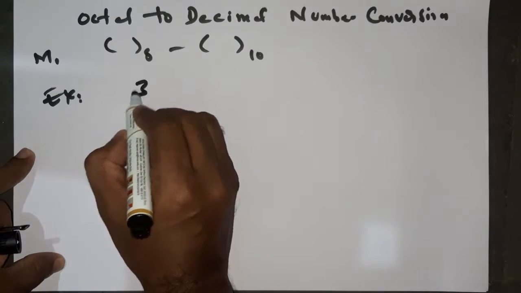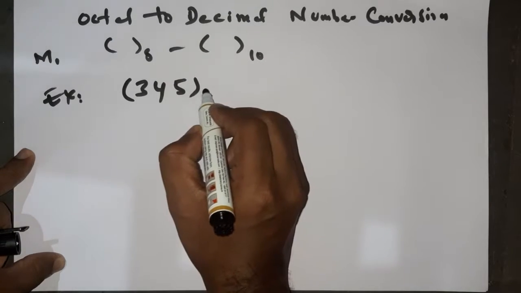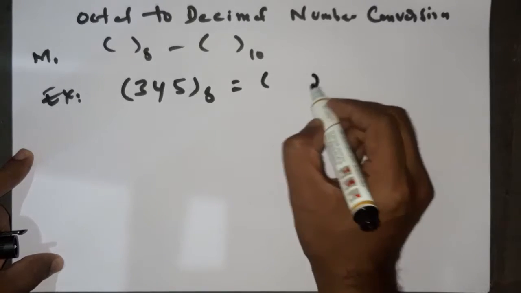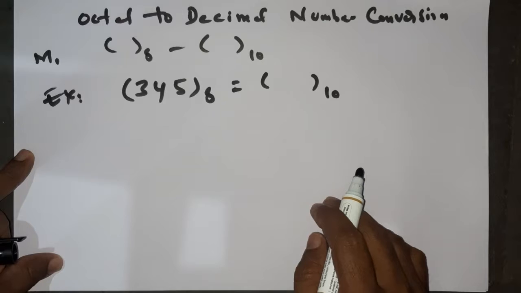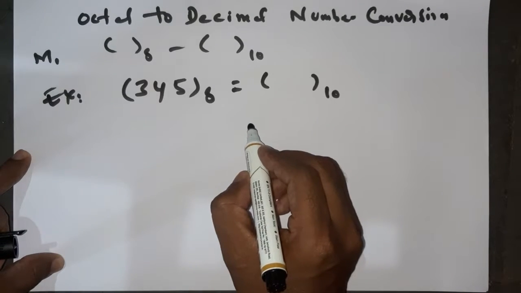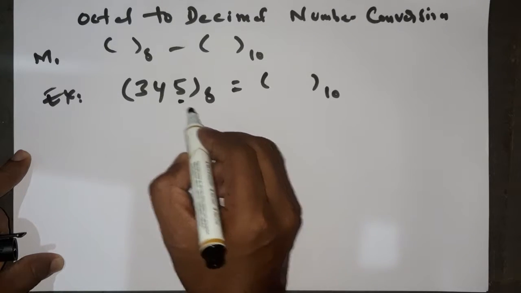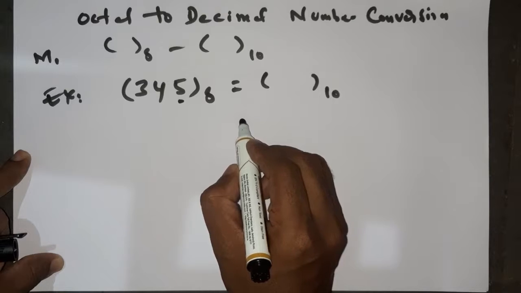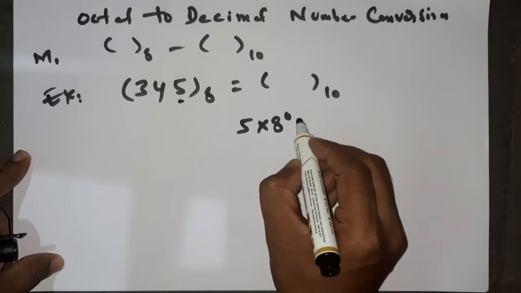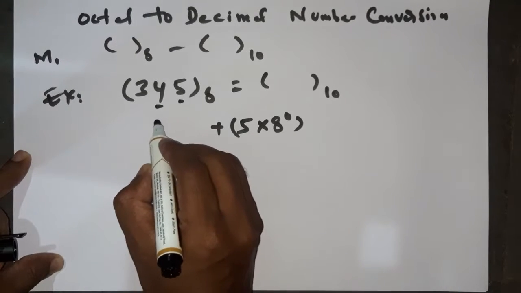I am taking here 3, 4, 5 octal number. This number we have to convert into decimal number. So, how can we do that? It's simple. Go with the last bit, from the right side. 5 multiply with 8 to the power of 0. Next digit is 4 now.